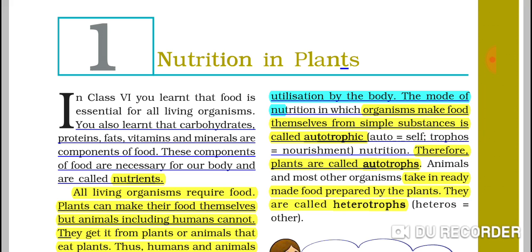In this lesson we are going to learn about nutrition, how the plants take their food, how the plants make their food, what the various types of plants are, and what their different modes of nutrition are. So let's move.